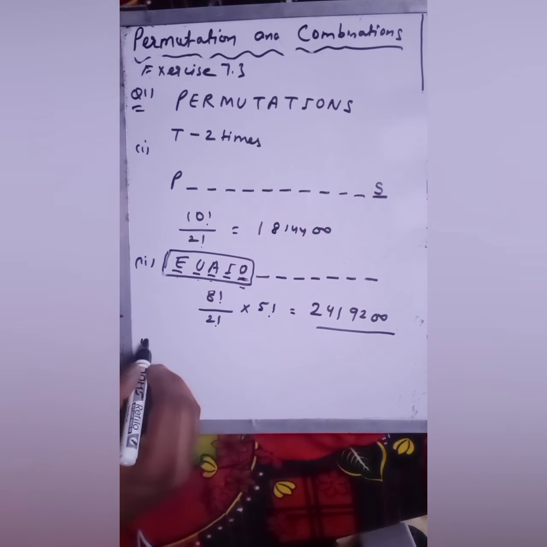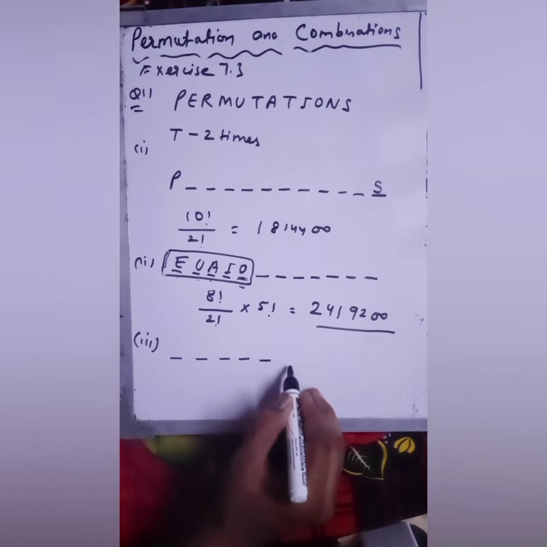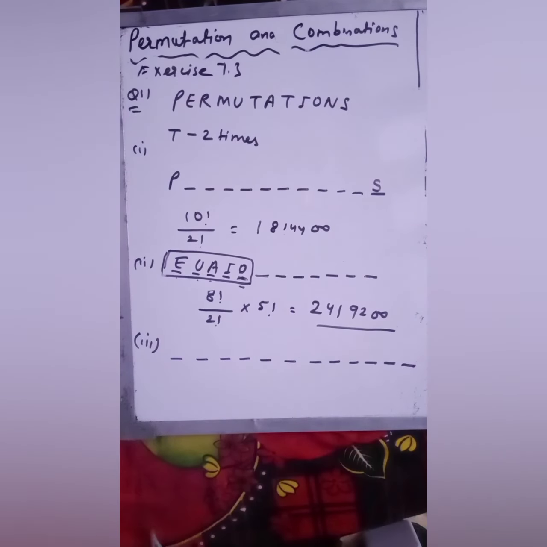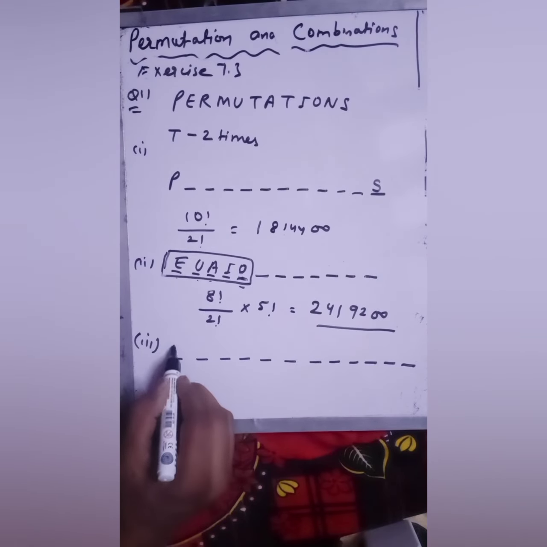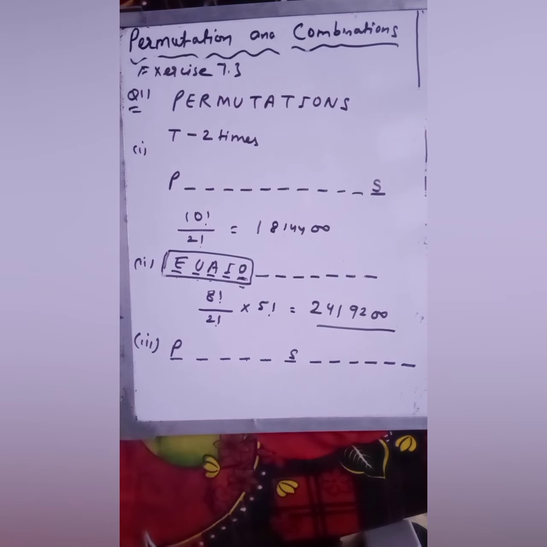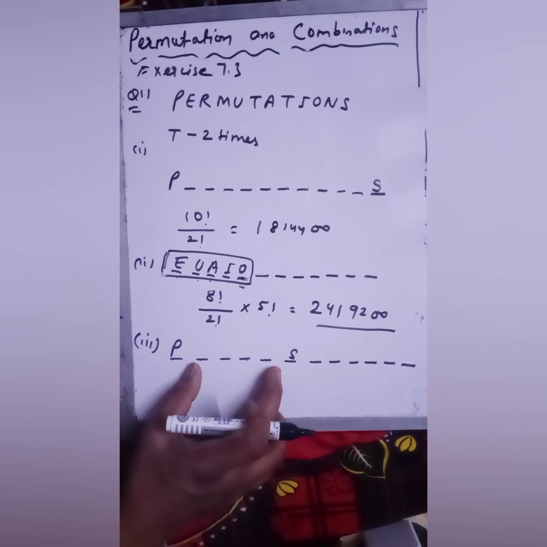Third part is a little bit interesting also. There are always 4 letters between P and S. 1, 2, 3, 4, 5, 6, 7, 8, 9, 10, 11, 12. Okay. Suppose we are taking the first case: P, 1, 2, 3, 4 and then S. So always 4 letters come between P and S. So please concentrate on this step.